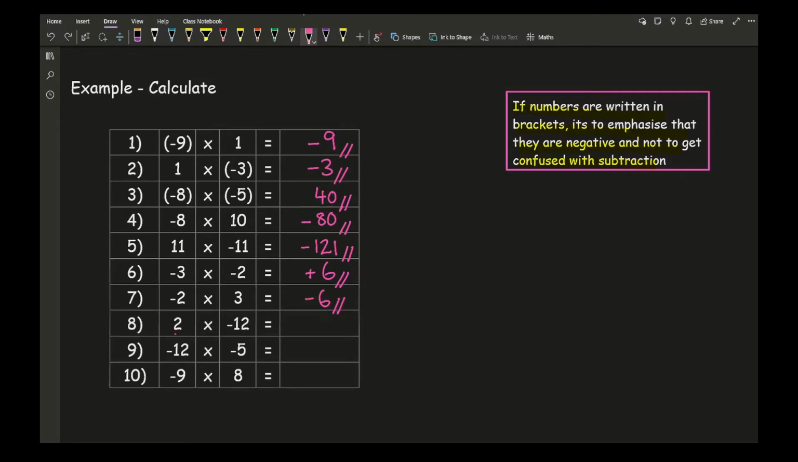With question 8, I've got 2 times 12, which is 24, but again I've only got one negative number, so it's -24. And then question 9, I've got 12 times 5, which is 60, but I've got two negative numbers, so therefore it's going to be +60 or just 60. And then finally, question 10, I've got 9 times 8, which is 72, but I've got one negative number, so the answer is -72.